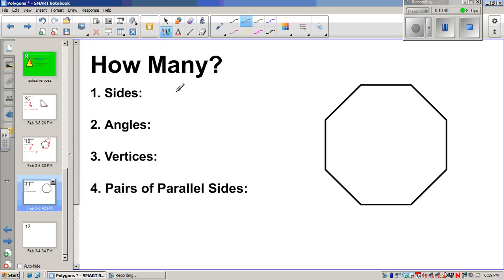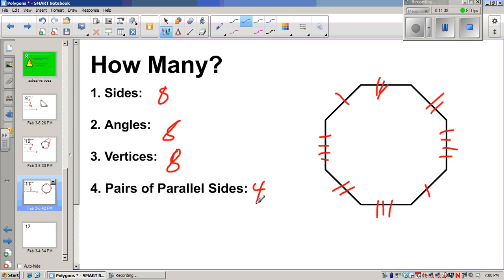All right. This is an octagon. So it has eight sides. It has eight angles. Eight vertices. Whoa, eight vertices. But what's interesting here is we do have pairs of parallel sides. This side and this side are parallel. This side and this side are parallel. This side and this side. Whoop, we'll draw three lines here. And this side are parallel. And these two sides are parallel. So we actually here have four pairs of parallel sides.